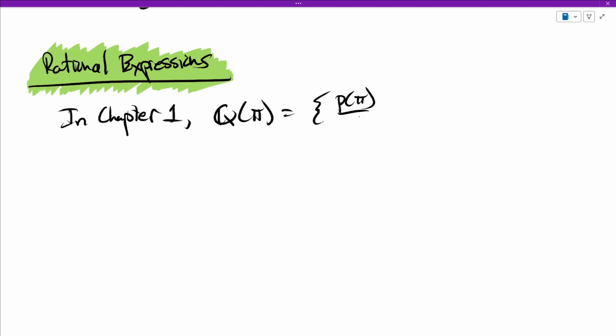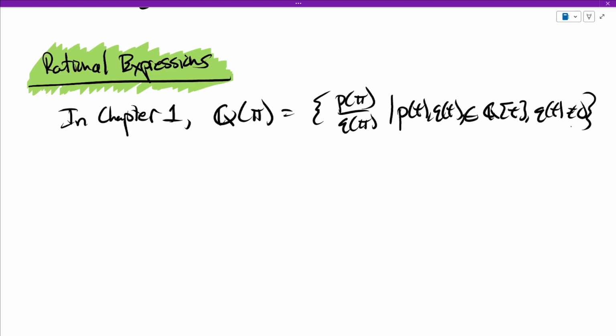We're going to turn to rational expressions. And the first thing to observe is, what's the difference besides this word expression versus function? We saw an example in chapter 1. We saw Q(π), which was a polynomial in π over a polynomial in π, where p(t) and q(t) are in Q[t], and q(t) is non-zero. If you have a non-zero polynomial and you plug in π, it stays non-zero because π is transcendental.